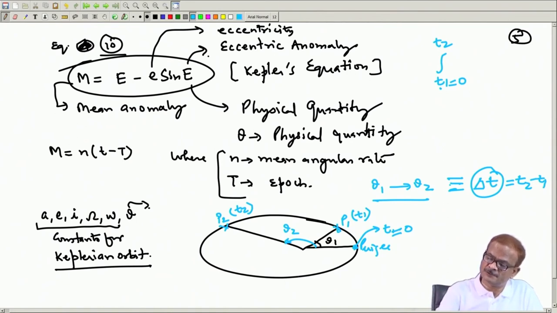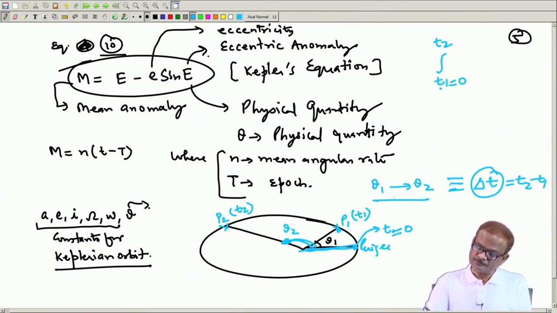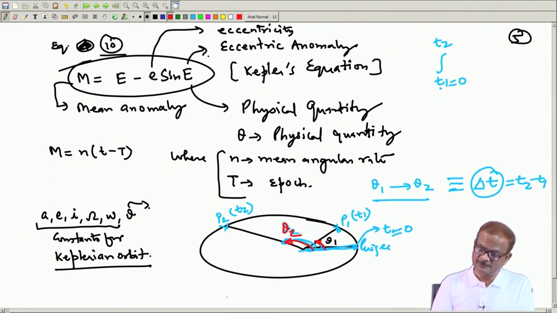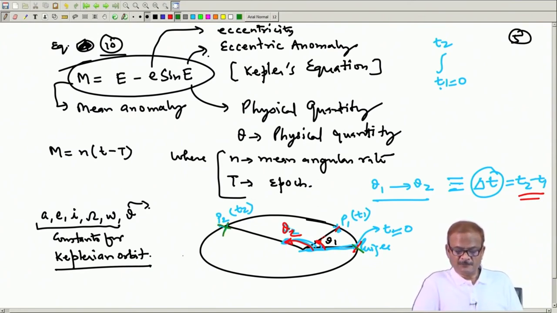So from perigee position to this one, that means perigee to theta 2, and perigee to theta 1. This angle and this angle: this is theta 1 and this is theta 2. Going from theta 1 to theta 2 is equivalent to t 2 minus t 1. How can we calculate it? You find the time from this place to this place, and then again find the time from this place to this place. So this is done.